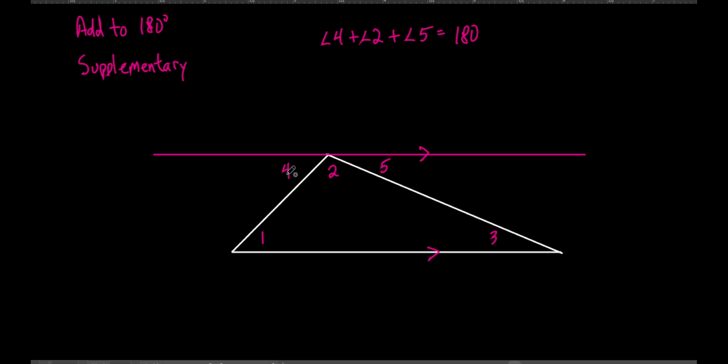Yeah. Tell me something about 1 and 4. What's true about 1 and 4? They're alternate interior angles. And you got parallel lines, so what must be true? What specifically is true about 1 and 4? They are alternate interior angles.